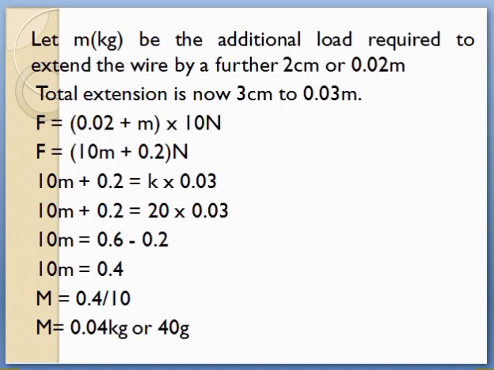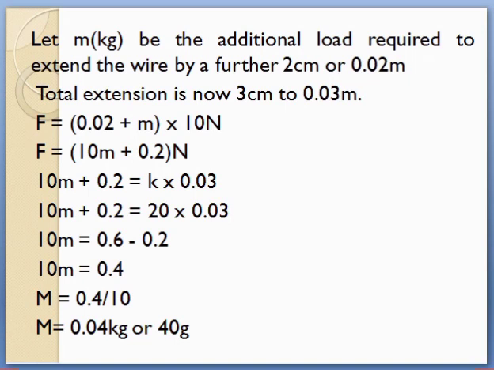But from the question, we are asked to look for the additional load. So based on this, we are going to make M to be the additional load required to extend the wire by a further 2 centimeter or 0.02 meter. So from this part, the total extension is now given as 3 centimeter, and when we convert it to meter, it is now given as 0.03 meter. Please note, we are looking for additional force. So the additional force that will be added to the initial force, which is 0.02. So we call that M.